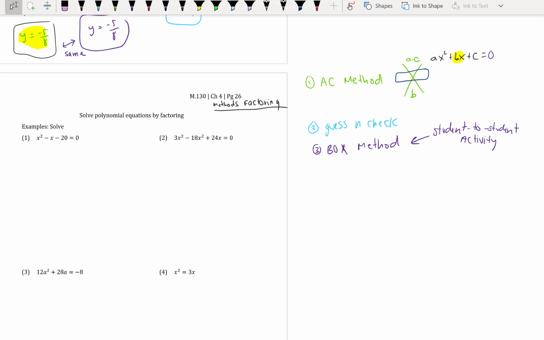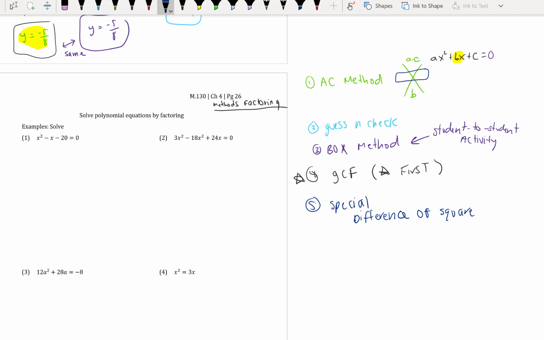Let's go ahead and try this out. Oh, I forgot, there's also the greatest common factor. And this is actually what you should always be trying first whenever you factor. So this is actually a really important one. And we also have our special ones, which means we have our difference of squares. And then we have our difference and sum of cubes.